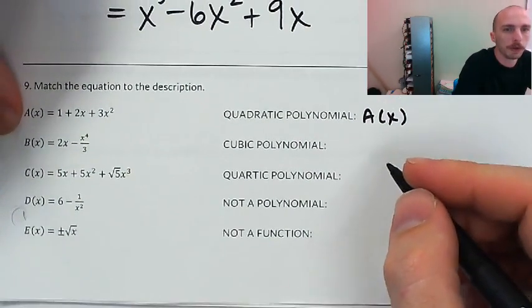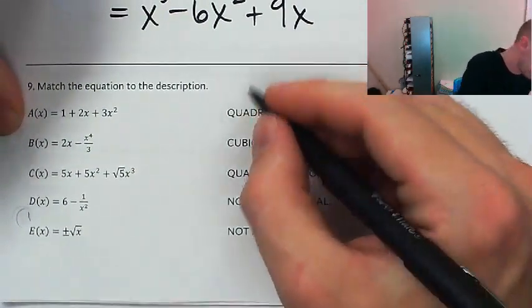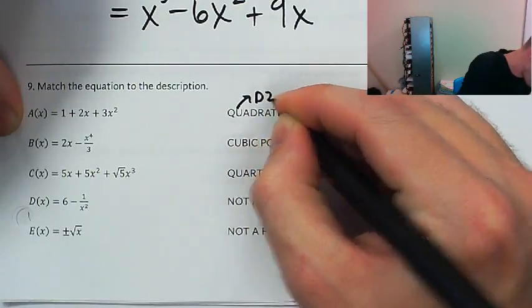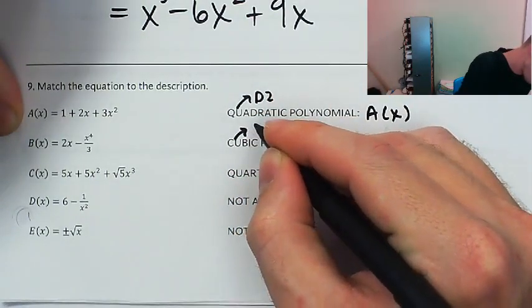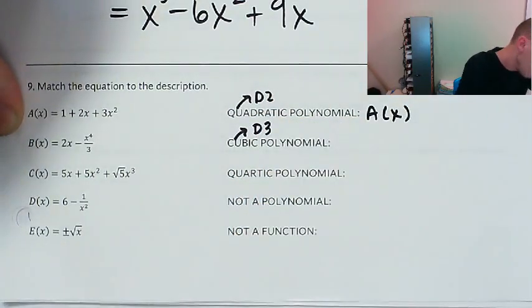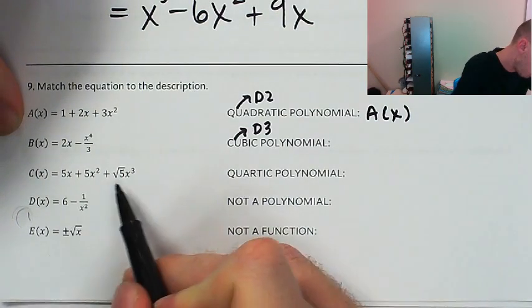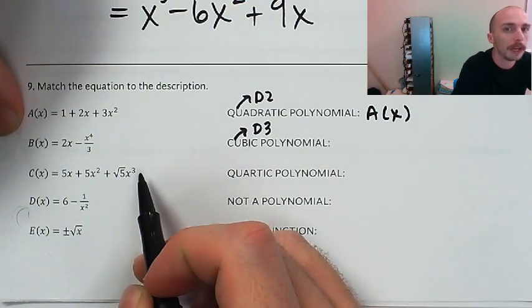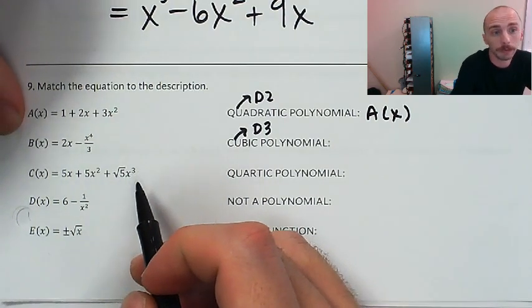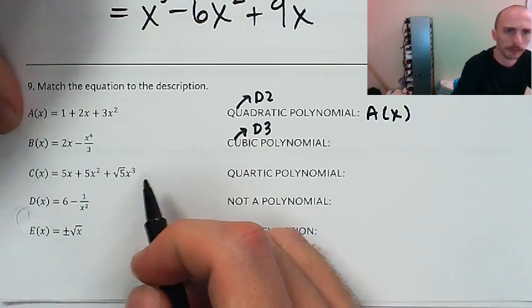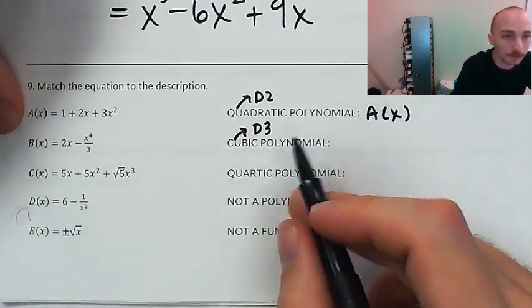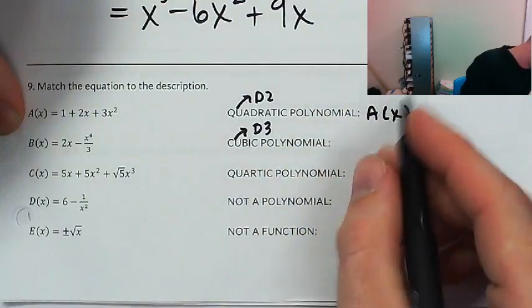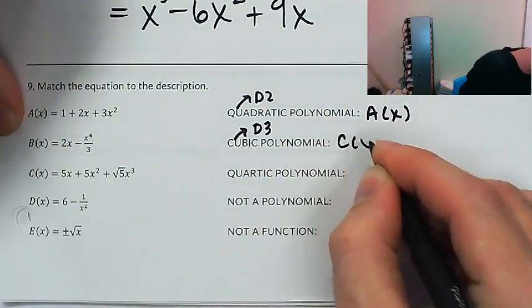Right. A cubic polynomial is a degree 3. Okay. So the degree 3 polynomial is the one where I see x cubed. That's going to be right here. And the fact that I have square root 5 times x cubed, that's okay. It's still a polynomial. It just doesn't have rational coefficients. But we said cubic polynomial with rational coefficients is cubic polynomial. So that's going to be c of x.